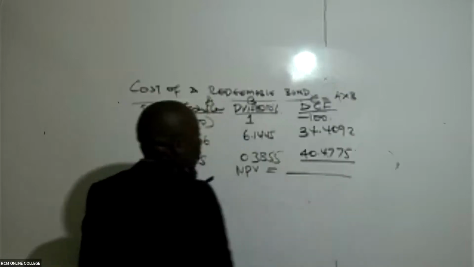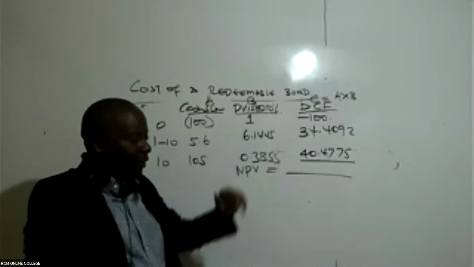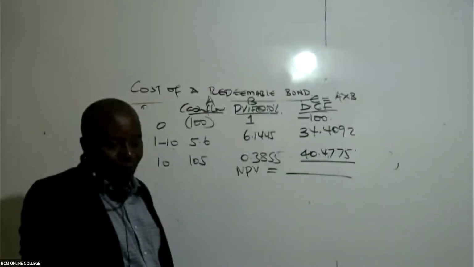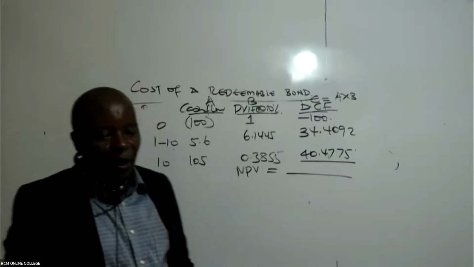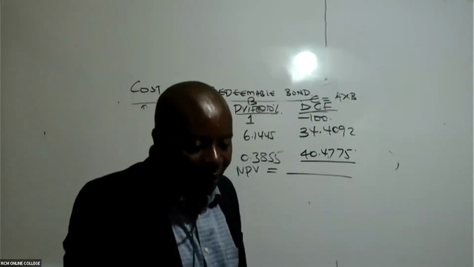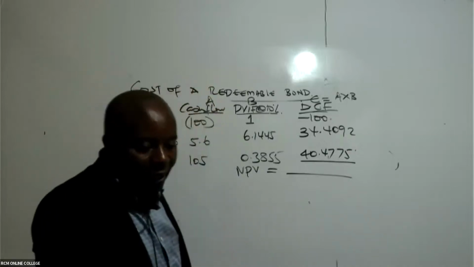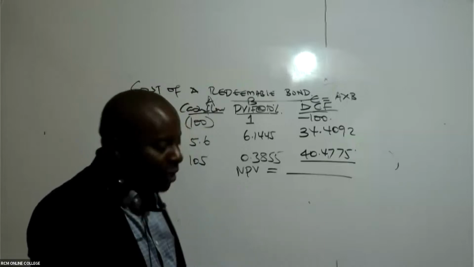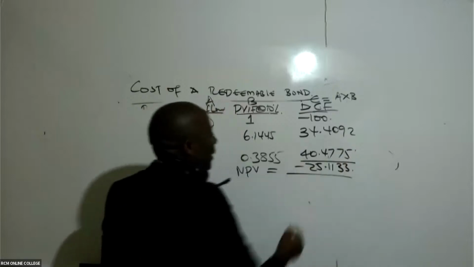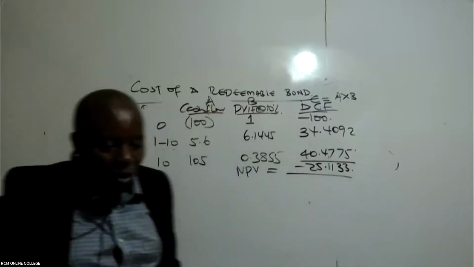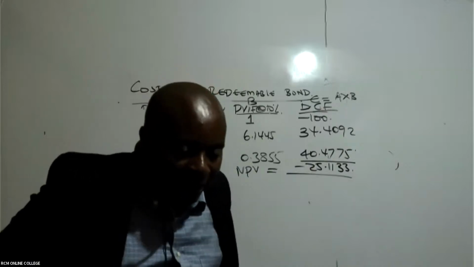So NPV will be equal to, you are now adding everything. This plus this plus this will be negative something. So negative 25.1133, like that. So is there somebody else who is able to confirm? Anybody else who is able to confirm this figure?